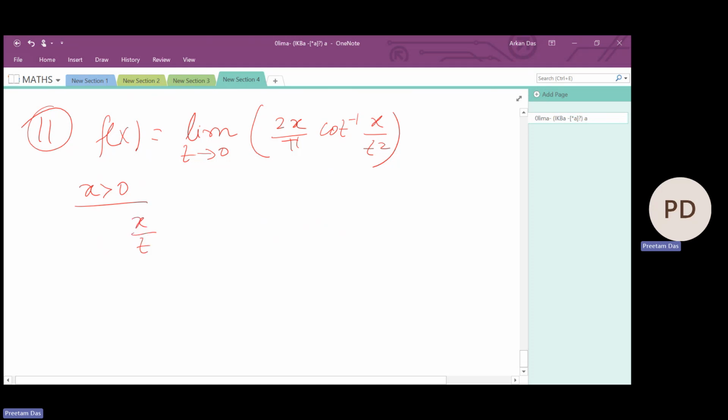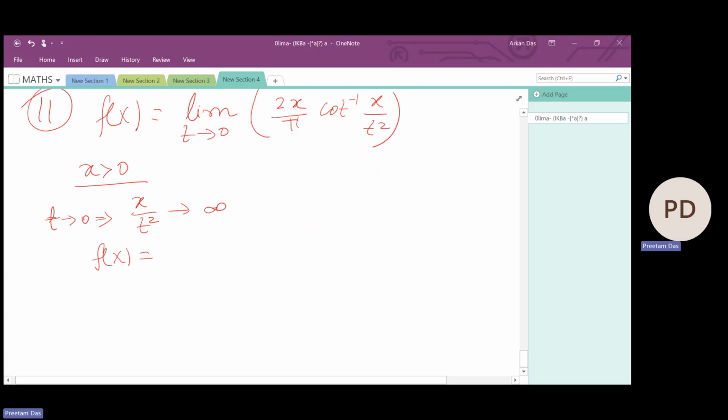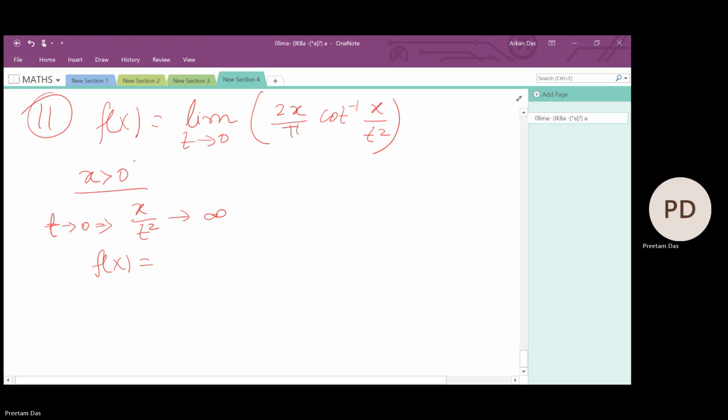So if x by t square is going to 0. So t is going to 0. T is going to 0. So where will this go? This will go to infinity. So what will fx be in that case? If we approach this function to the point when x is positive, then this x by t square goes towards positive infinity. And what is cot inverse? That will be 0. So 2x by pi times 0. So 0. And what if x is negative?